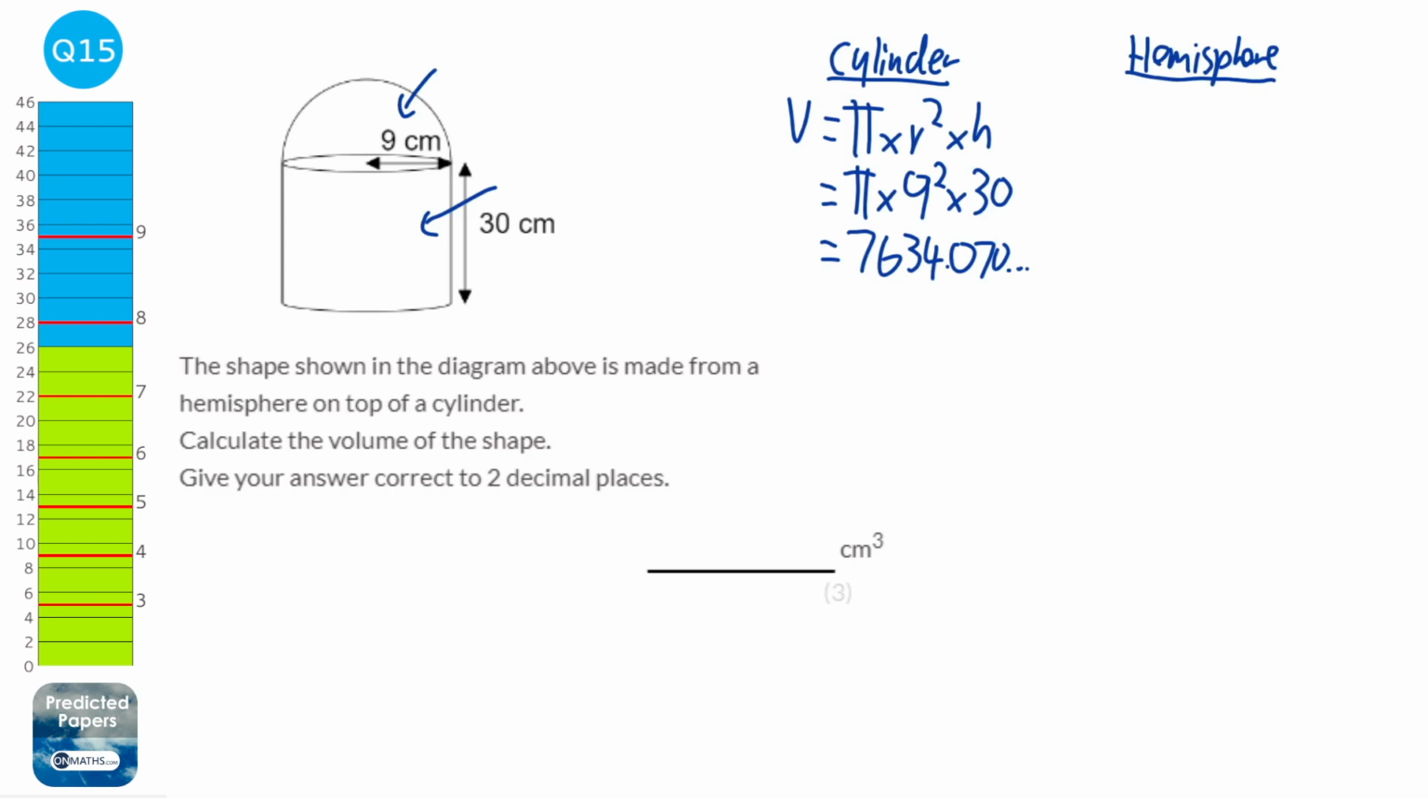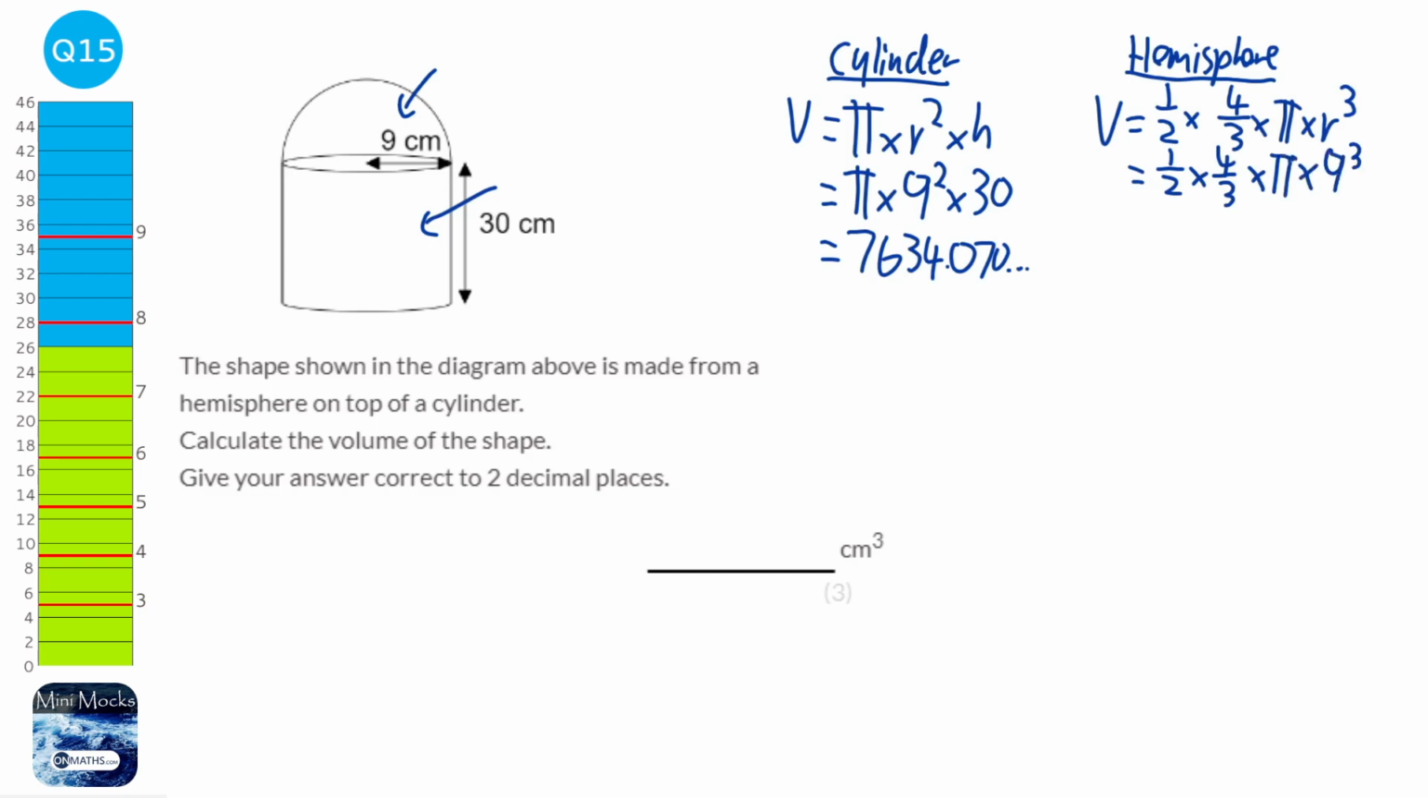Next is the hemisphere. To find the volume of the hemisphere, well, the volume of a sphere is 4/3 times pi times r cubed, but because it's a hemisphere, we just times that by a half. So it's half times 4/3 times pi times r, which is the radius, which is 9 cubed. And that gives us 1526.814 blah blah blah.